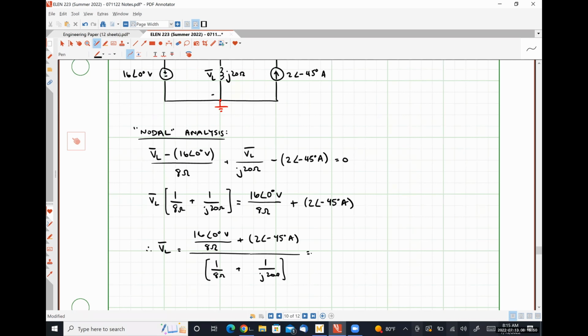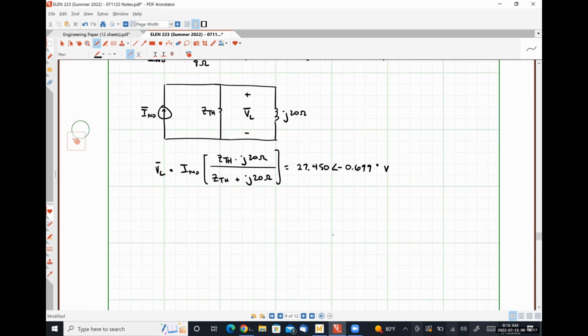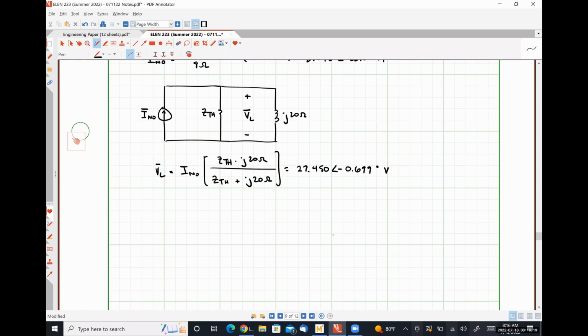Actually, kind of don't even need to. The reason why I say that is the numerator on the right-hand side of this is that Norton equivalent current that we determined earlier. And 1 over 8 ohms plus 1 over J20 ohms is the same thing as 8 ohms in parallel with J20. So the math that we're doing right here, and you can throw this in your calculator to verify, is actually literally this exact same math. We just came to it in a different way.